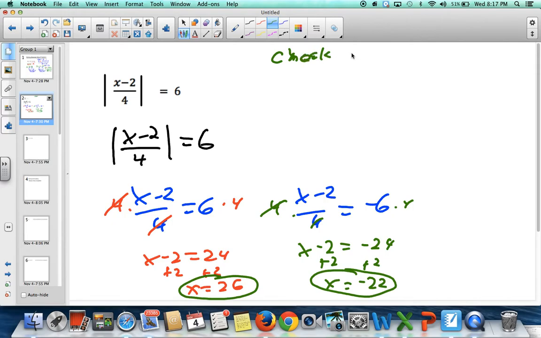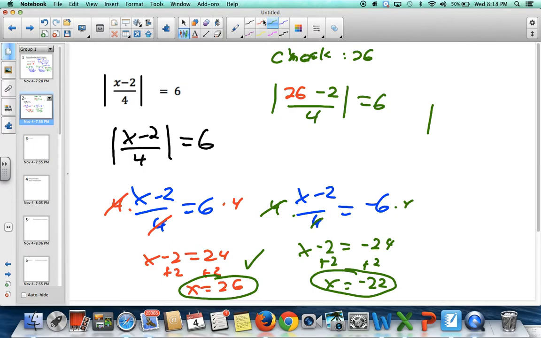That's a check. 26. So that's going to be the absolute value of 26 minus 2 over 4 equals 6. And that's what we're checking to see if that works. 26 minus 2 is 24. 24 over 4 is 6. The absolute value of 6 is 6. So 26 checks out. Let's try negative 22.